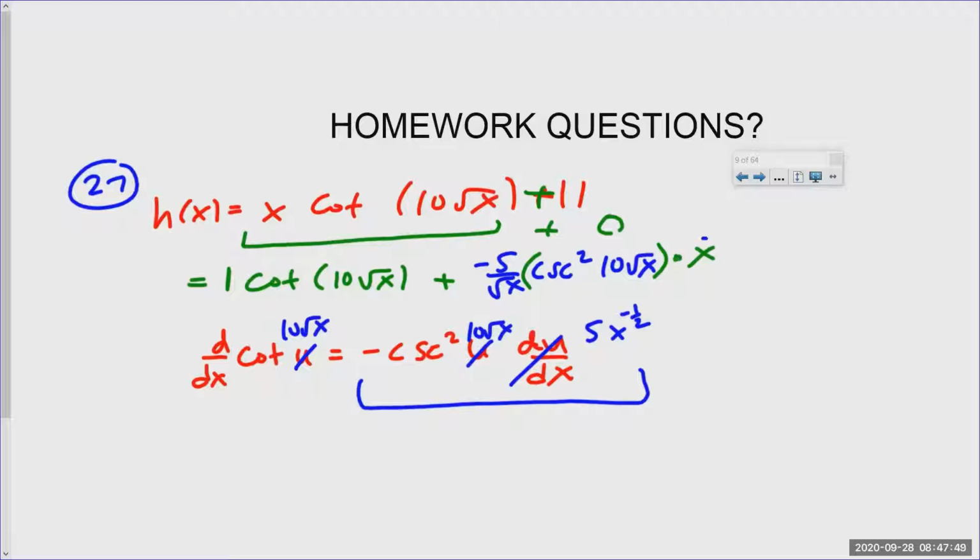If I have x divided by square root of x, that's really x over x to the 1/2, right? So when you have the same bases, you subtract exponents.